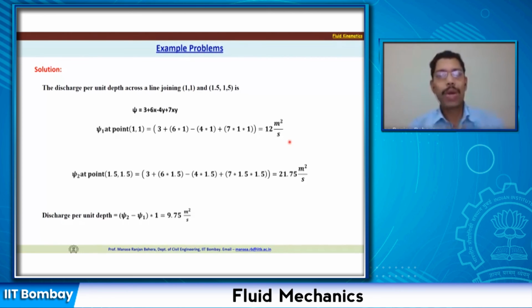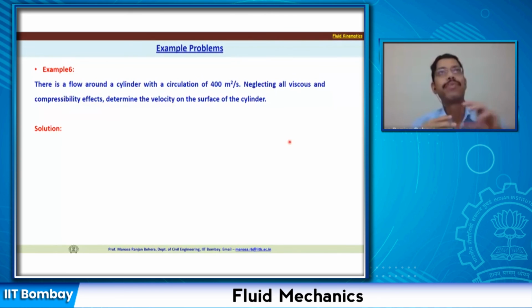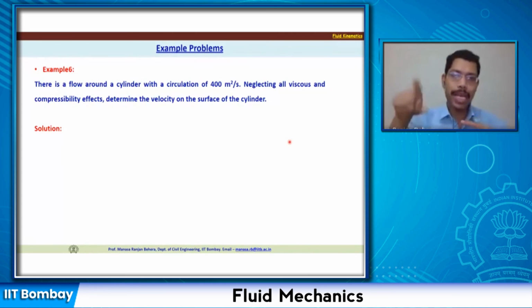All right, let us quickly look at another example. We have already seen in the previous lecture that there is a circulation which can occur, and you can find the circulation by taking the integration of the velocity about the closed curve. Now the problem says there is a flow around a cylinder with a circulation of 400 meters square per second. Neglecting all viscous and compressibility effects, determine the velocity on the surface of the cylinder. So the question says there is a cylinder and there is a circulation around it, and the value of circulation is given. Now, what do you know? Circulation is an integration of velocity around that line.